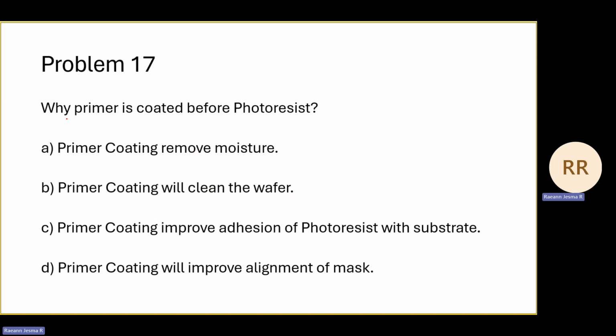Problem 17. Why is primer coated before photoresist? In one of the earlier problems, we saw a coating step, and before coating the photoresist, we coat something called primer. Option A: primer coating removes moisture. Option B: primer coating will clean the wafer. Option C: primer coating improves adhesion of photoresist with the substrate. Option D: primer coating will improve alignment of the mask. So what is the correct answer?